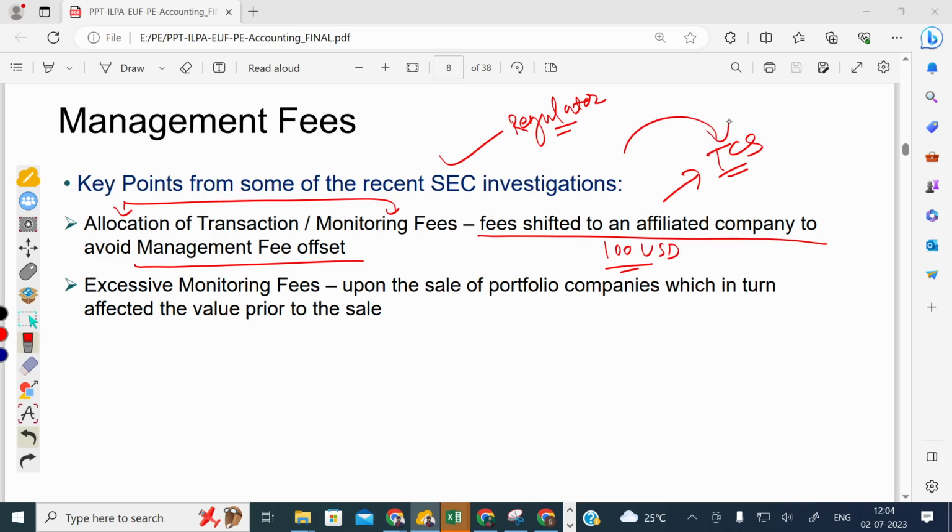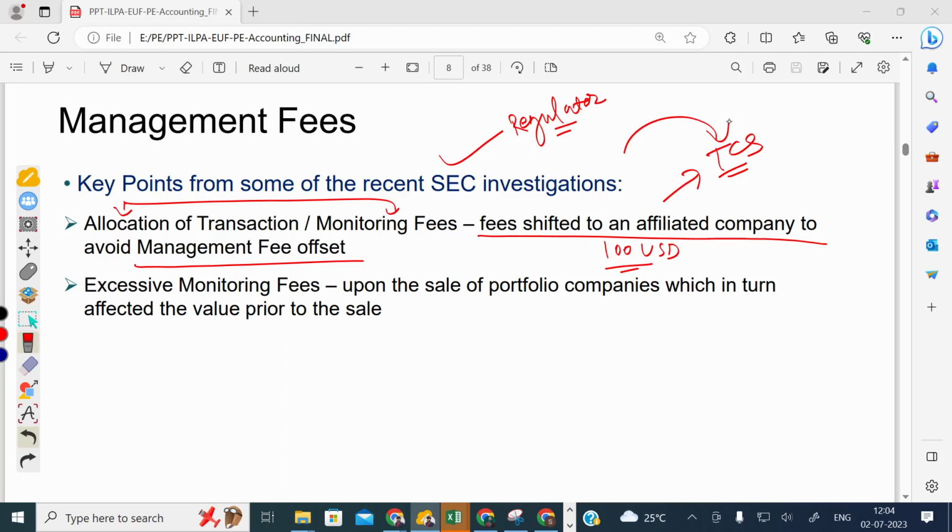Then I can shift that $100 to TCS. So TCS will bear the $100 because they want the money, right? So TCS will pay it. I'll not pay the transaction fees and all, meaning the fund will not pay it. That also happens. So I can shift those fees onto an affiliated company or investment company, wherever I'm going to invest on behalf of the fund. That company, TCS or Infosys or other companies, will bear or pay the fees.